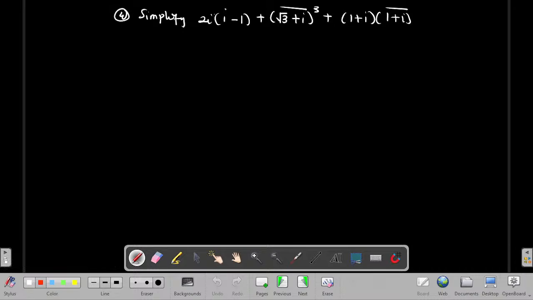So question number 4. You say simplify 2i multiplying the expression i minus 1, plus the expression which is a conjugate, right? So see, it is a cubic function, right? So a cube of the expression which is a conjugate of the complex number root 3 plus i, plus two other expressions multiplying where we have 1 plus i multiplying its conjugate. So let's see how we can simplify this expression.